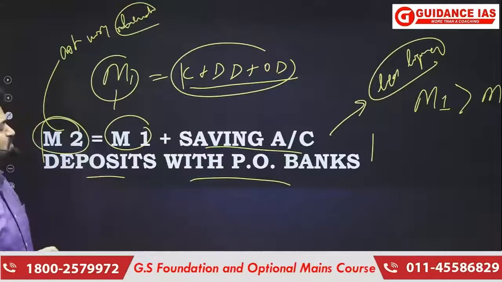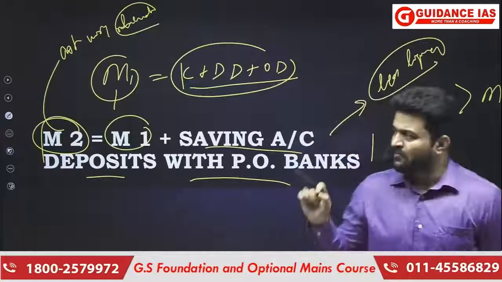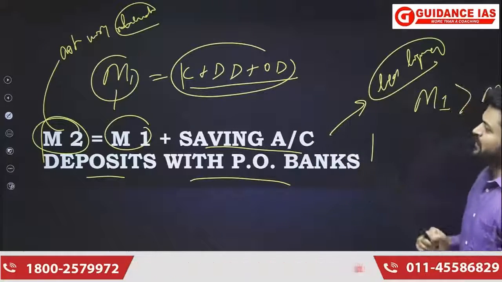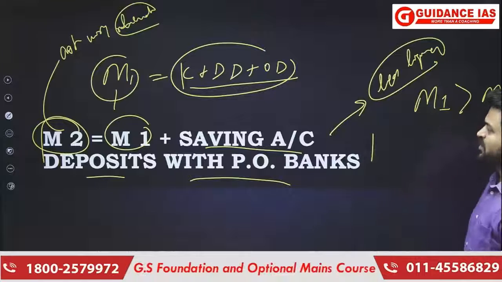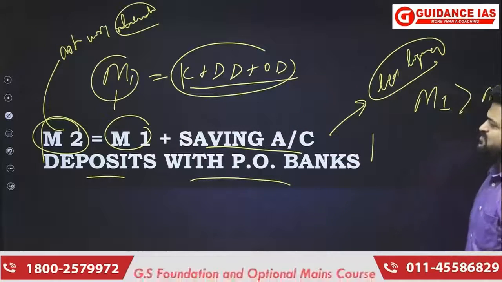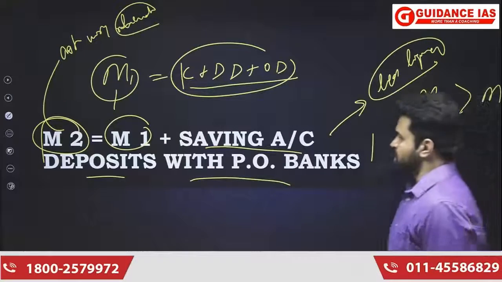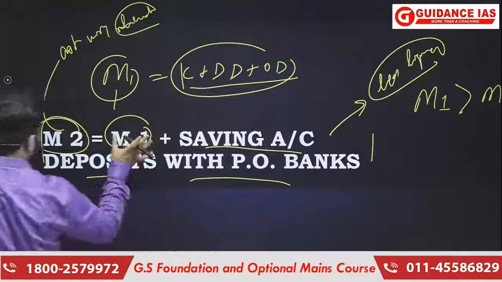M1 is a relevant monetary aggregate because it gives you the idea of the most readily available money supply, that is, the most liquid component of money supply. But M2 is not a very relevant monetary aggregate because whatever is being added is insignificant. And M2 is going to be less liquid than M1.